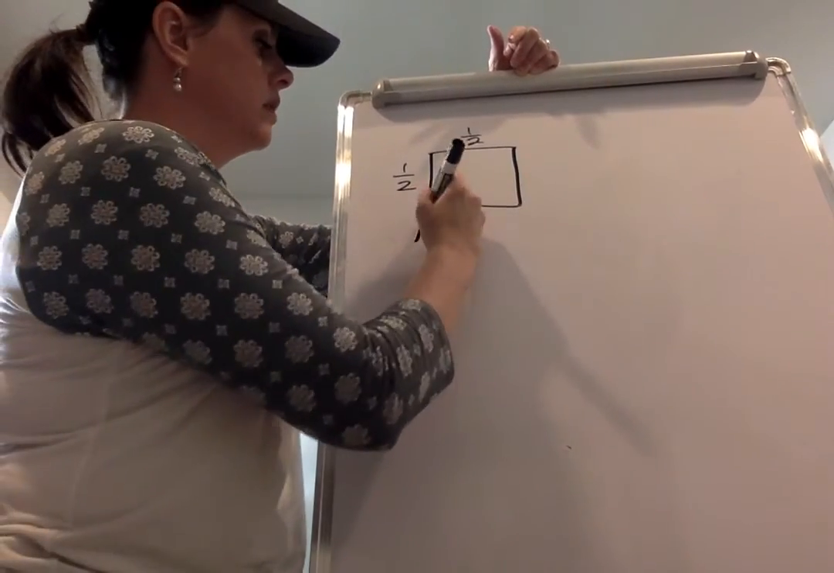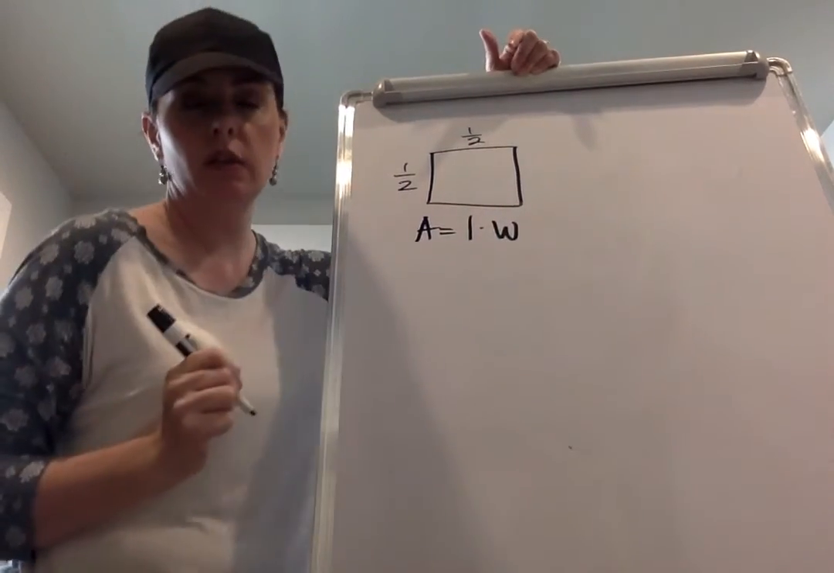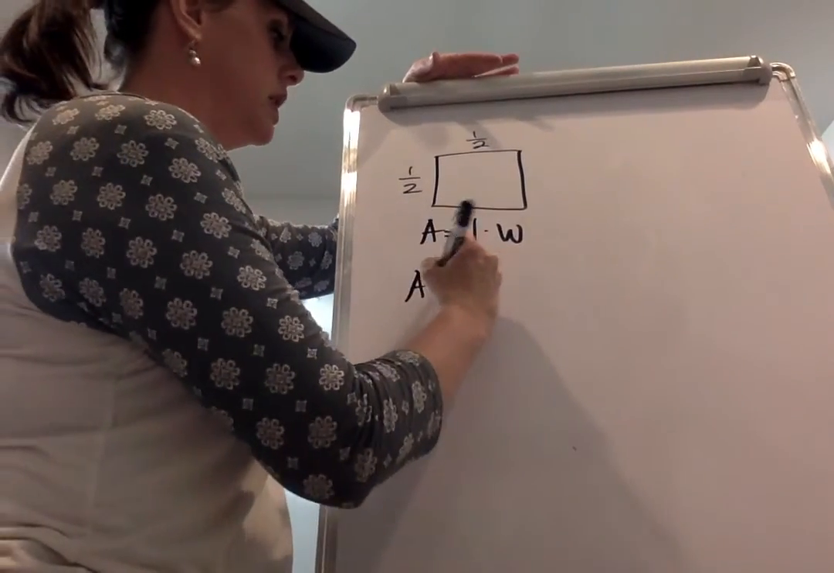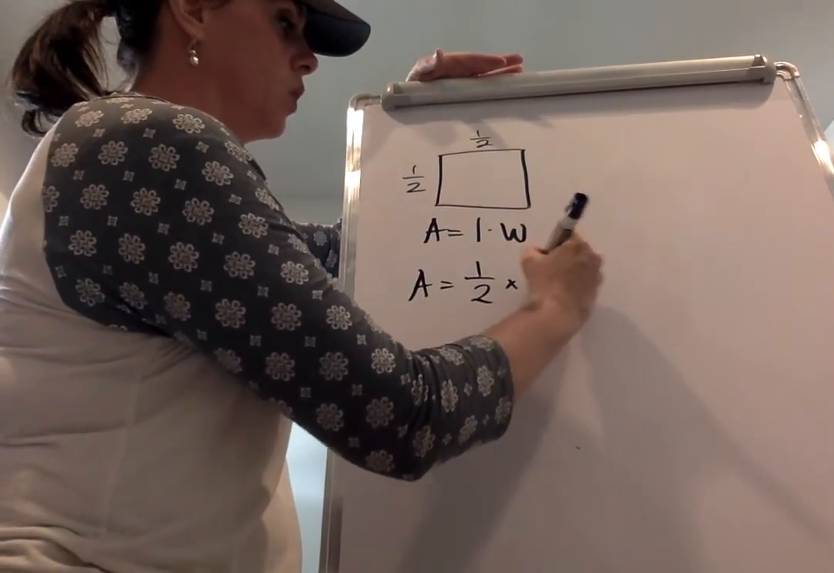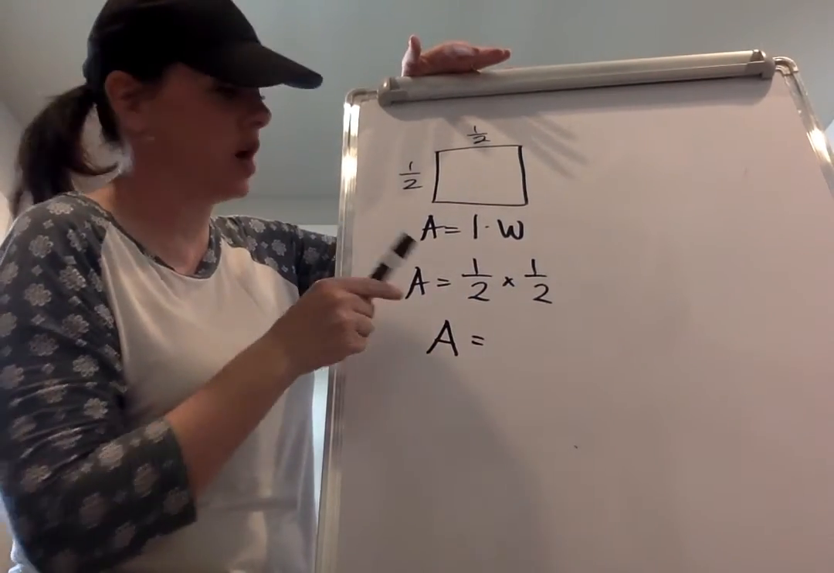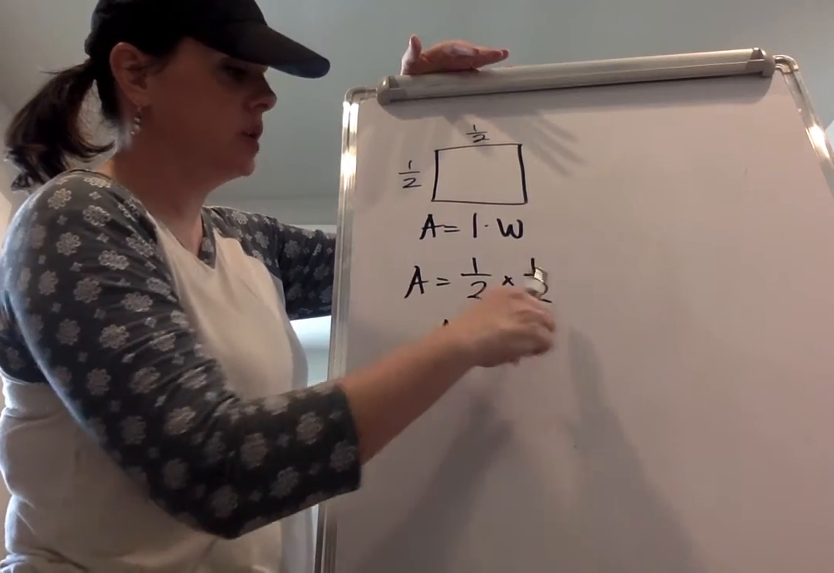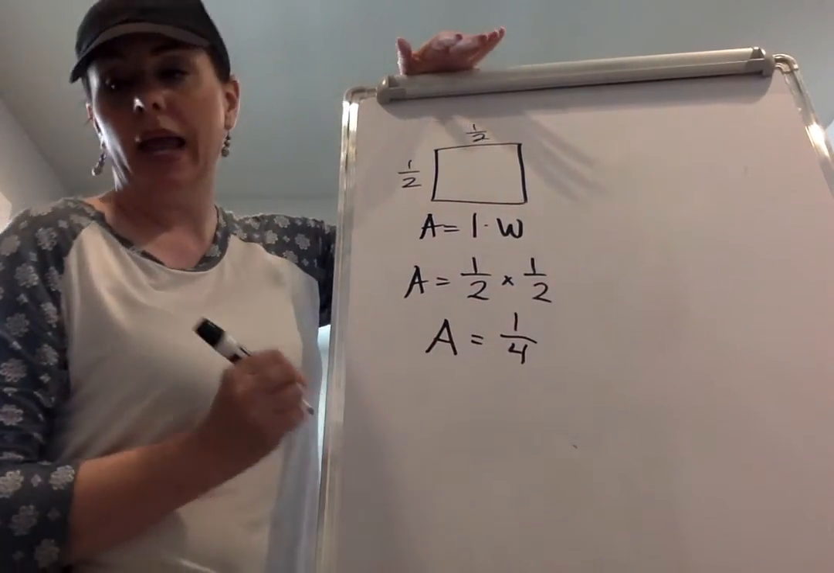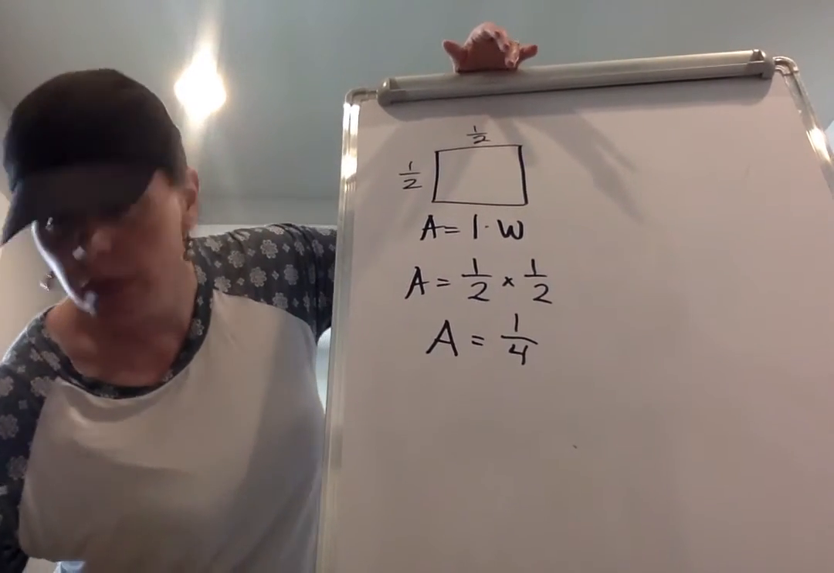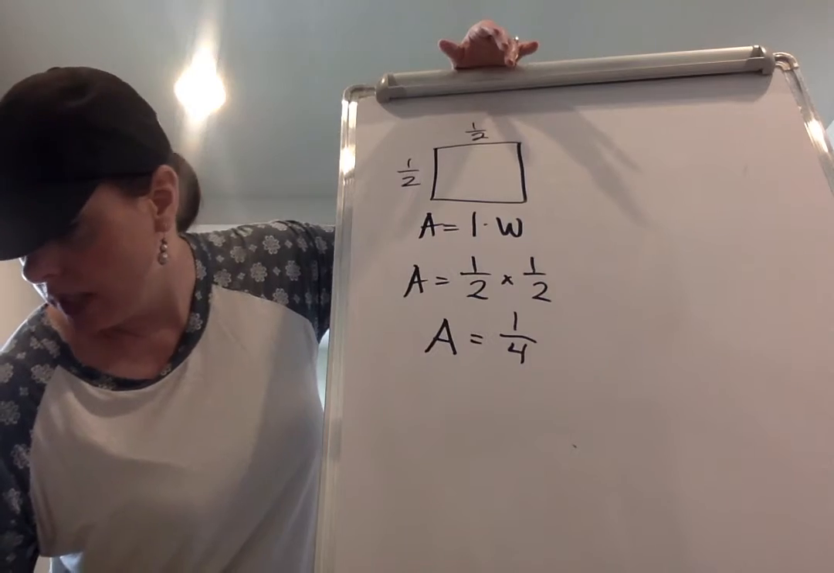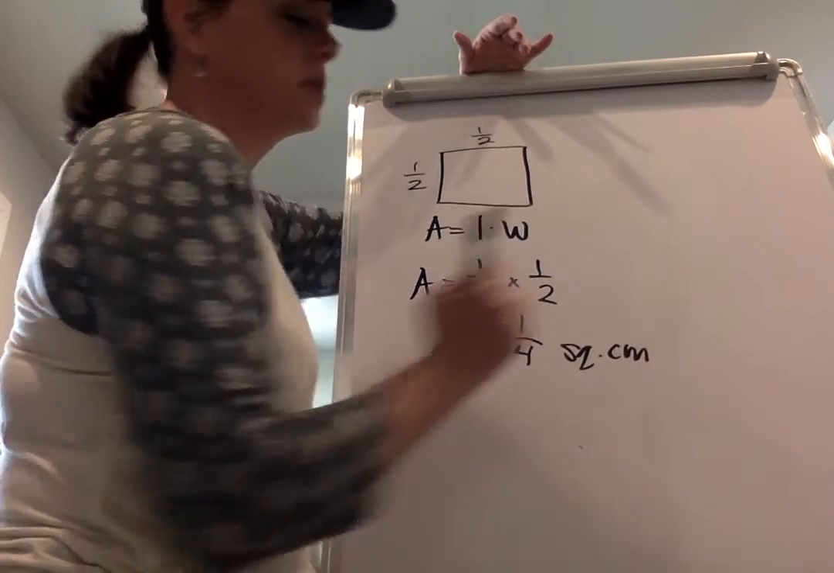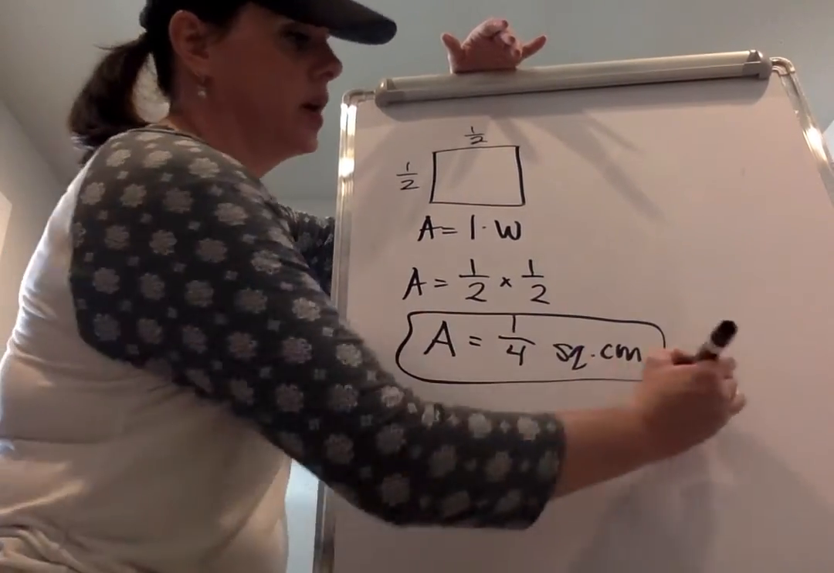Remember that area equals length times width. Okay, so we're going to do the length times the width right here. So area equals 1/2 times 1/2. And I can do that by just multiplying straight across. 1 times 1 is 1. 2 times 2 is 4. So my area is 1/4 centimeters. And remember, this is square units. So we're going to say 1/4 square centimeters. Okie dokie. That's your area.